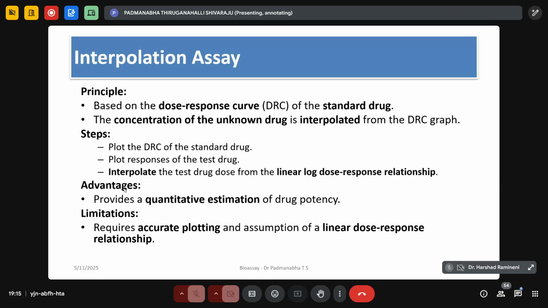So the advantage is you can quantify and estimate the drug potency. But the limitation is that it requires accurate plotting on the graph, and also the assumption of the linear dose response relation should be very accurate. Again, all those come in the background. What are the standard precautions we are taking in conducting the experiment: preparing the physiological salt solution, calibrating the instrument, choosing the tissues as well. So although we can quantify the drug potency, plotting will be very difficult.